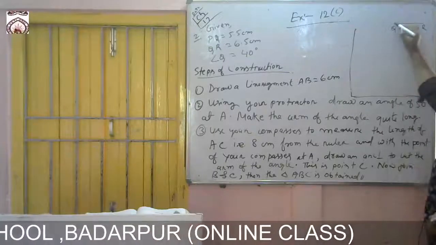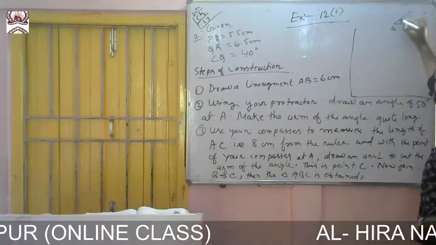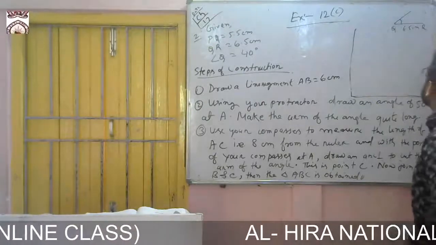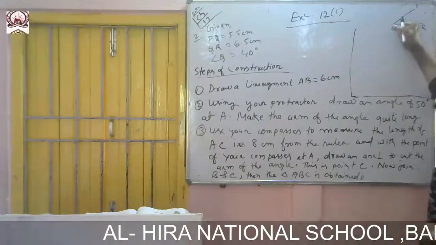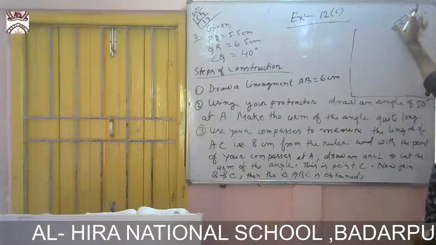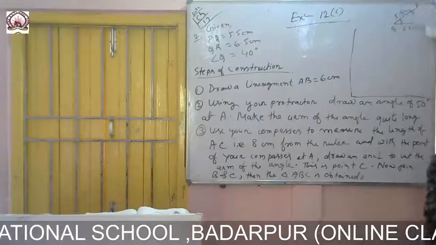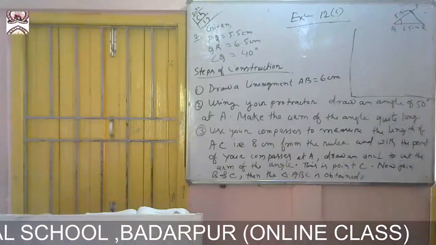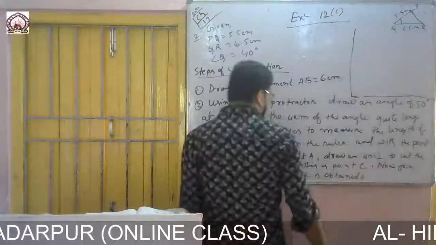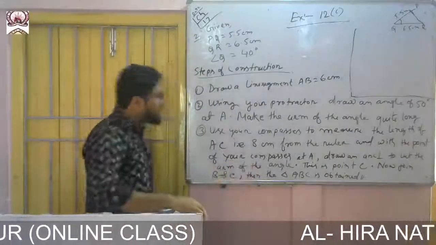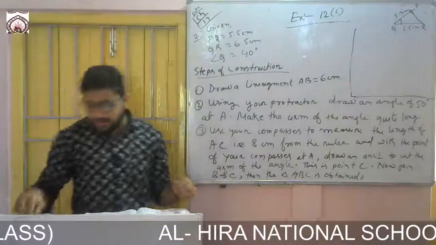Now at Q I shall draw 40 degree. The 40 degree will be something like this. And here I will get P. PQ equals to 5.5, so by taking a ruler I shall cut 5.5. Then I shall join this. As I said earlier, this side you measure and write. This is the rough sketch.